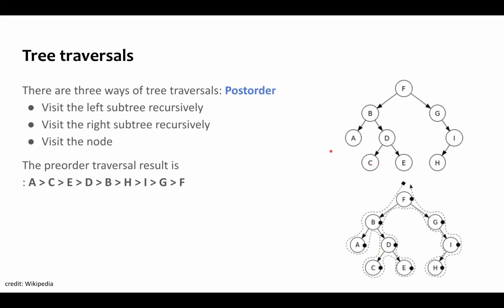And when it comes to post order, the thing is somewhat different. We're going to visit the left part first, and then the right part, and then the node. And the scheme is we are going to visit the node when we are passing the right side of the node. So in this case, when we traverse this tree, it is going to be A, C, E, D, B, H, I, G, F. Okay.